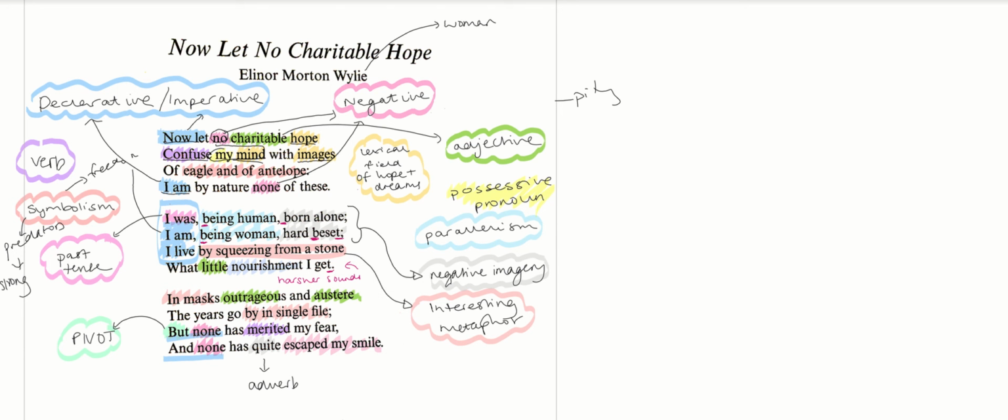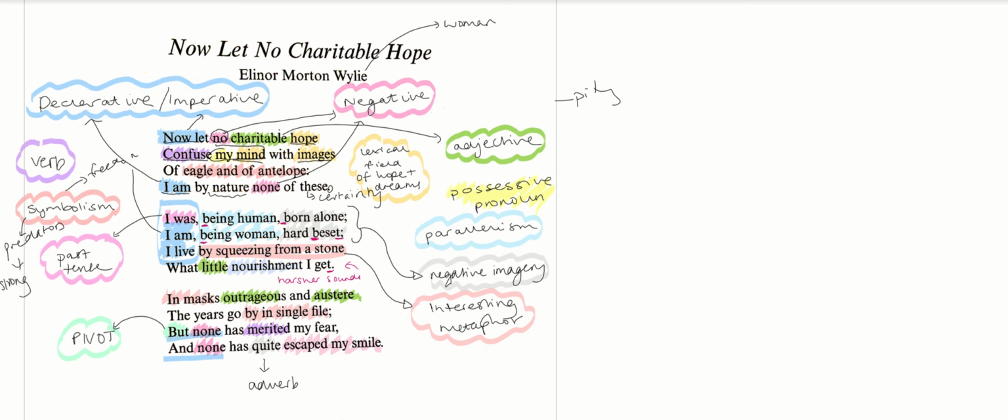I am by nature none of these. So in our speaker's nature, she is not, we've got the negative again, whatever an eagle and an antelope symbolise. She is none of these. But there's also a certainty there, and perhaps finality with that first end stop in the poem. There is a certainty that she knows what she is and she knows what she is not.